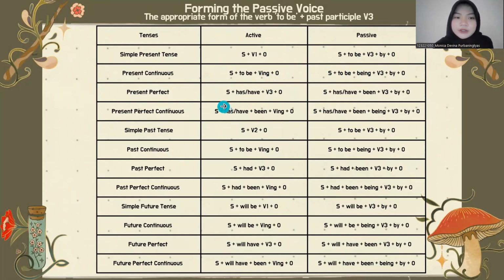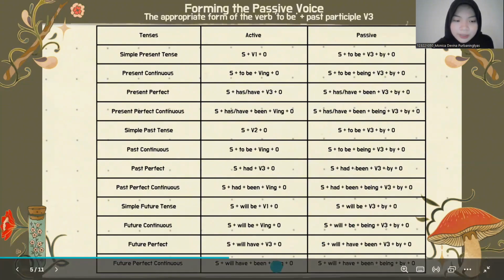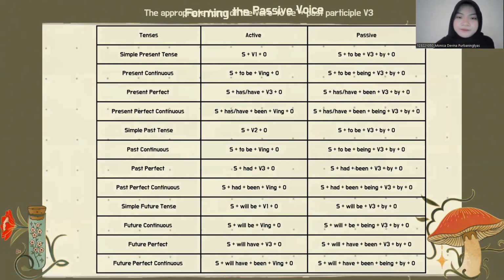And for the perfect, you use has or have. And in the passive voice, you can put has or have plus been. And also in the perfect continuous, has or have, been, being. And also in the past continuous: to be, was, were, being plus verb three, had plus been plus verb three. And it also happens in future tenses.